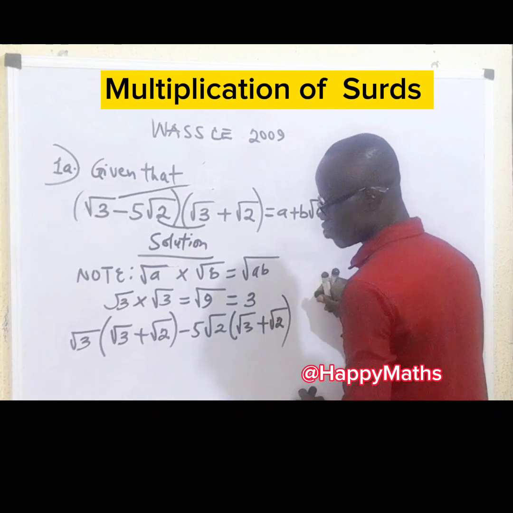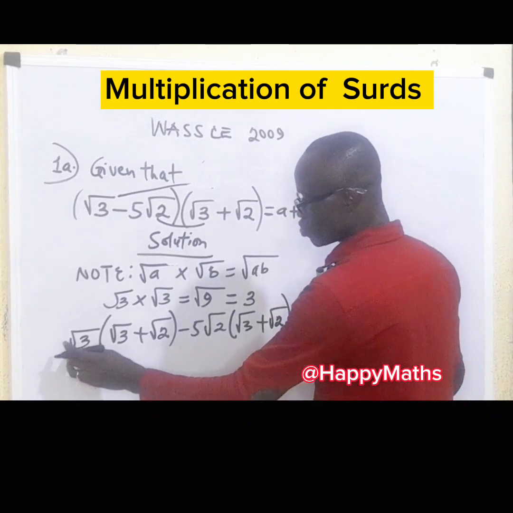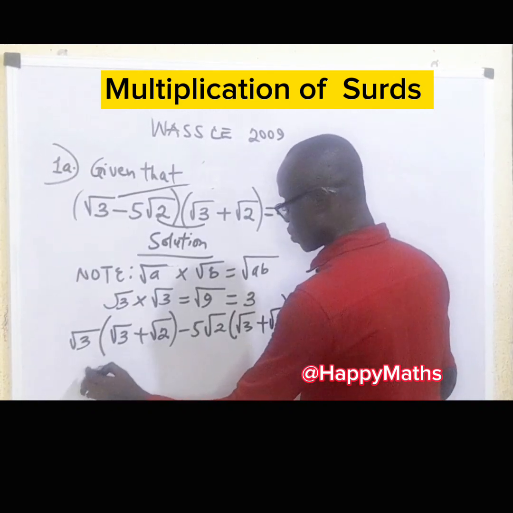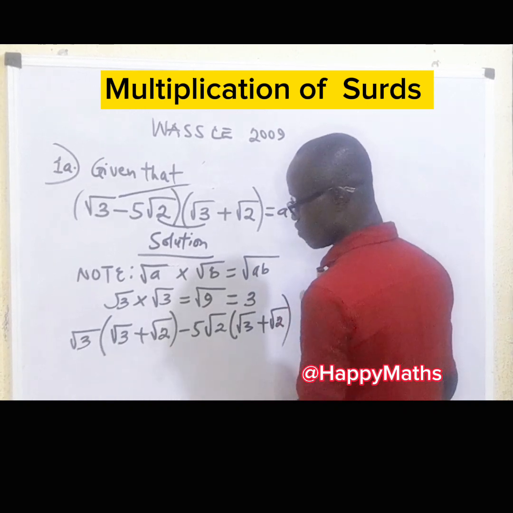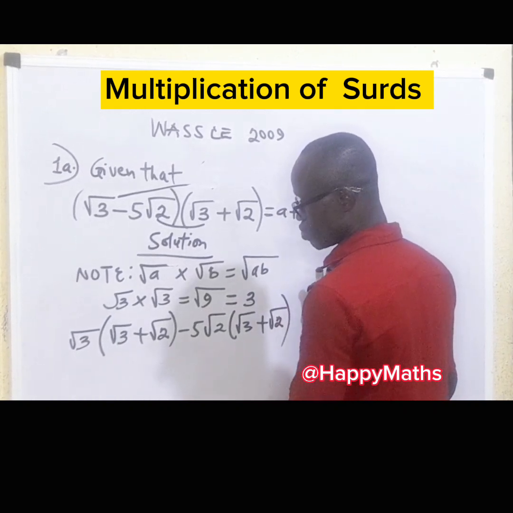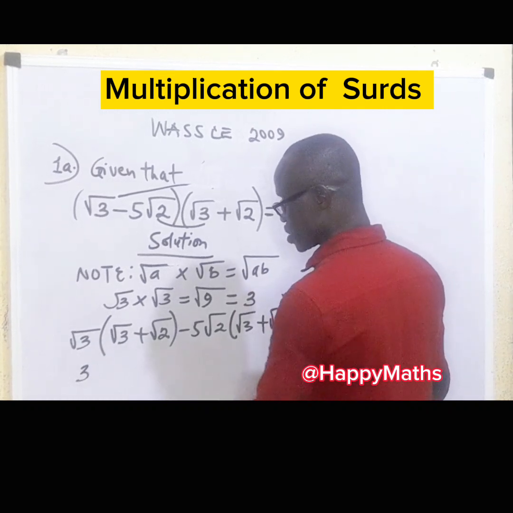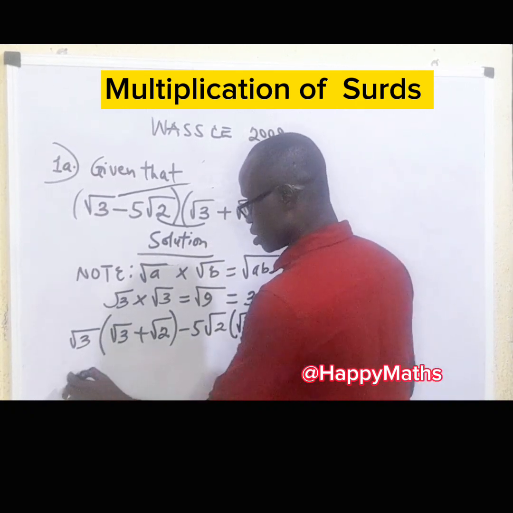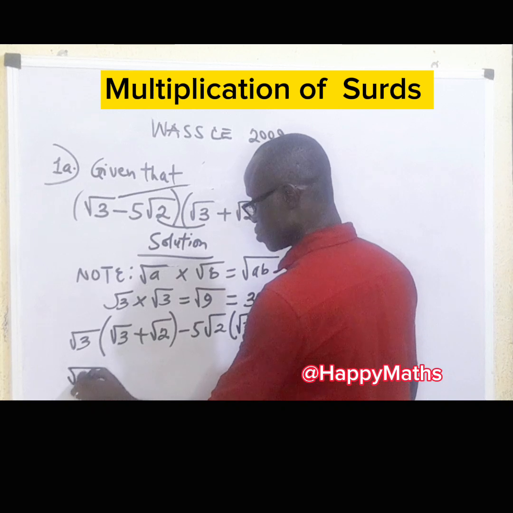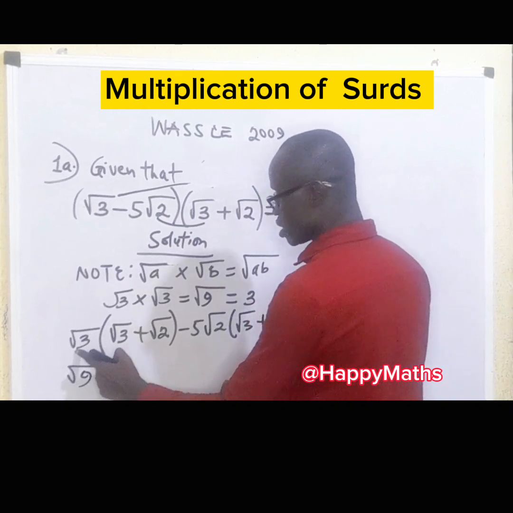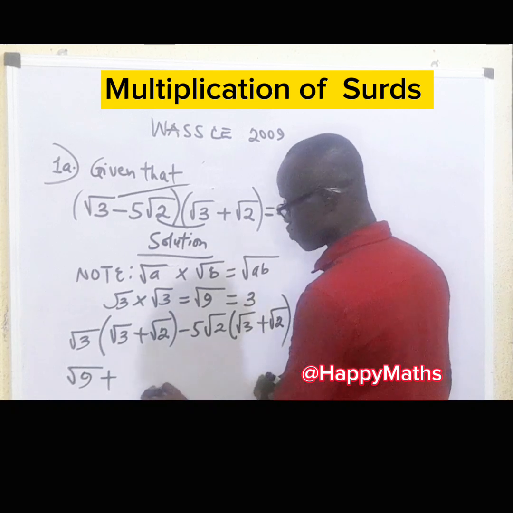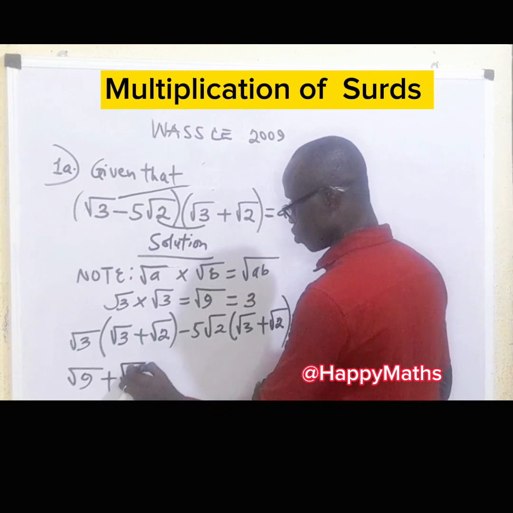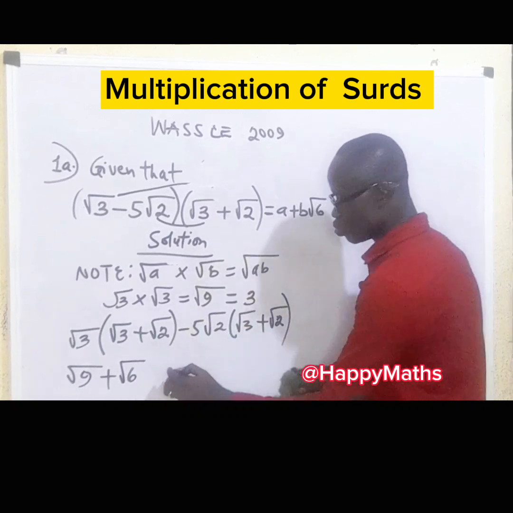And now, let's solve further. Note that root 3 times root 3 will give us root 9, then the square root of 9 will give us 3. Or better still, let me go bit by bit. Then 3 times 3 we get 9, plus the square root of 3 times the square root of 2. You multiply the two numbers to get 6. You are done with that.